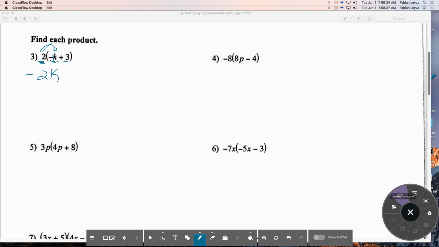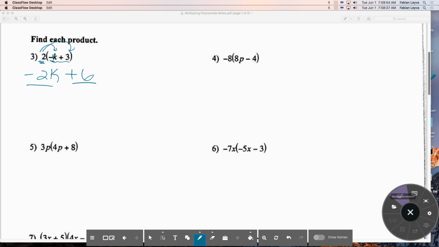And then you follow the same thing. Make sure everything is multiplied. 2 times 3 is a positive 6. I can see that I have distributed that coefficient. I multiplied everything. Now let's go back. Can you combine these two here? No, right? Because just like we talked about before, these are not like terms. One has a k and one does not.